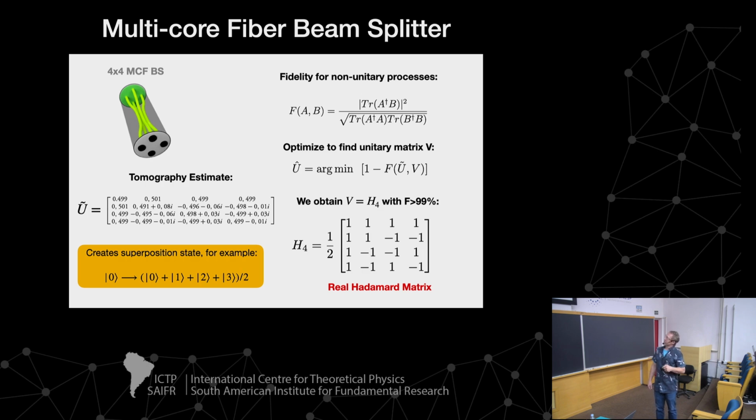And then you can see, by searching for the closest convenient theoretical matrix corresponding to the experimental one, that it is like this. So these devices are very well approximated by a real Hadamard matrix 4x4, which looks like this. Of course, you can use this beam splitter to create superposition states, measure superposition states, and so on. As I said, this is an example of a multi-port beam splitter.